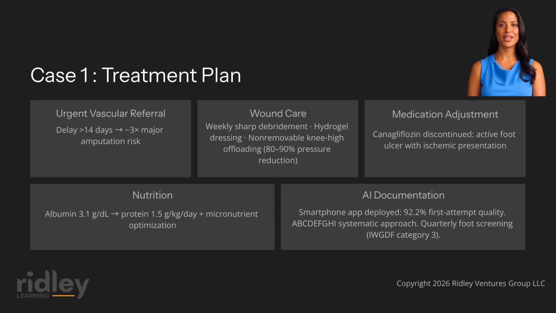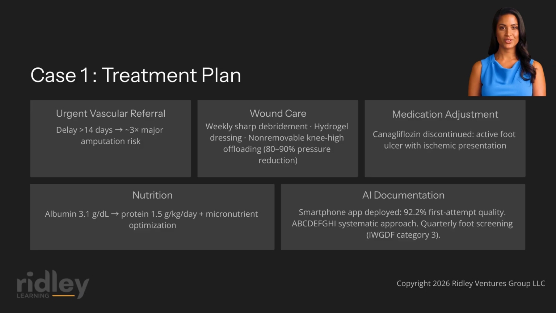Given the evidence that delaying revascularization beyond 14 days is associated with a higher rate of major amputation, with an odds ratio of 3.1, the clinical team initiates an urgent vascular surgery referral. While awaiting vascular consultation, standard wound care begins with weekly sharp debridement, moisture-balanced dressings using hydrogel for the fibrinous base to promote autolytic debridement, and a non-removable knee-high offloading device to reduce plantar pressure by 80 to 90%.